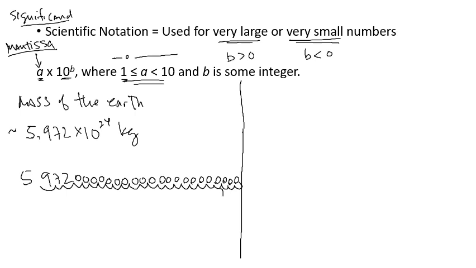And we can put some commas in here to mark off these groups of 1, 2, 3, 1, 2, 3, 1, 2, 3, 1, 2, 3. And see if any students want to try to figure out what the actual name of this number would be. Millions, billions, trillions, quadrillions, quintillions, sextillions, septillions. So this would be 5 septillion, 972 sextillion kilograms.